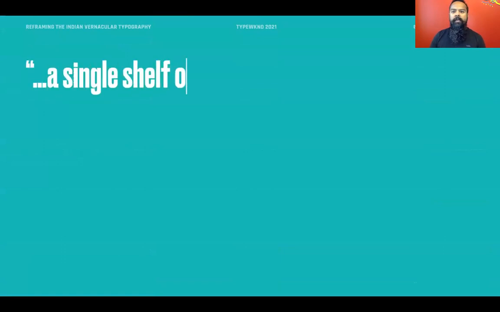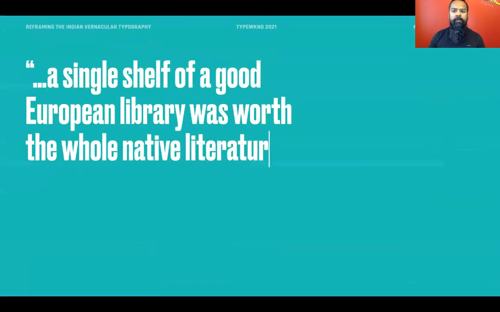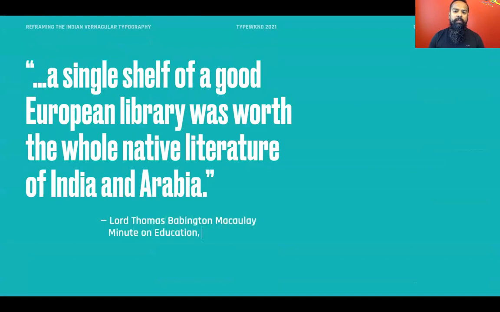India was under the British rule for about 200 years. And during this colonial rule, British formulated an overall education policy for India in 1835 using Lord Macaulay's Minutes on Education. Macaulay claimed that a single shelf of a good European library was more valuable than the collected native literature of India and Arabia. And the first step for implementing this colonial education policy was to replace the traditional Indian languages by introducing English.